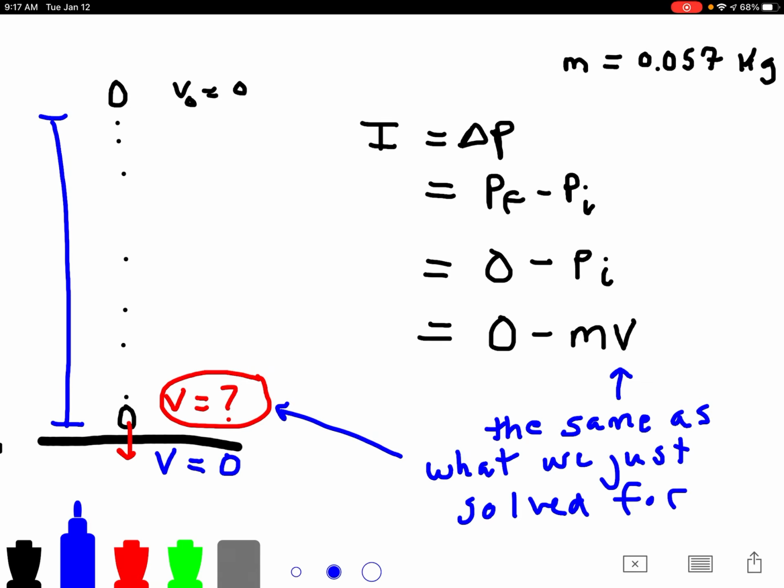It's that velocity right there, because right before, that's the velocity that it has, and then it comes to a stop. So we see already we're going to set ourselves up to have a negative impulse. That's great. The impulse is slowing the egg down. It is bringing it to a stop.